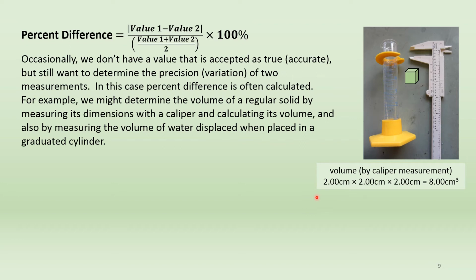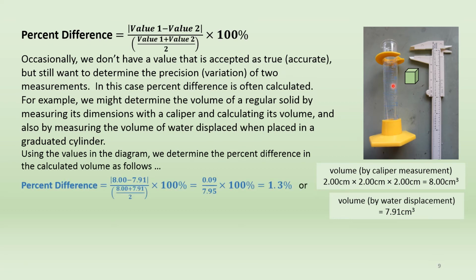Let's say the dimensions of this cube as measured by the caliper are 2 by 2 by 2, or a total of 8 cubic centimeters volume. By liquid displacement, let's say we displace 7.91 mL in the graduated cylinder. Let's go ahead and put those numbers in the formula. So the formula shows the difference of the two values, in this case 8 and 7.91. We take the absolute value of the difference divided by the average of the two.